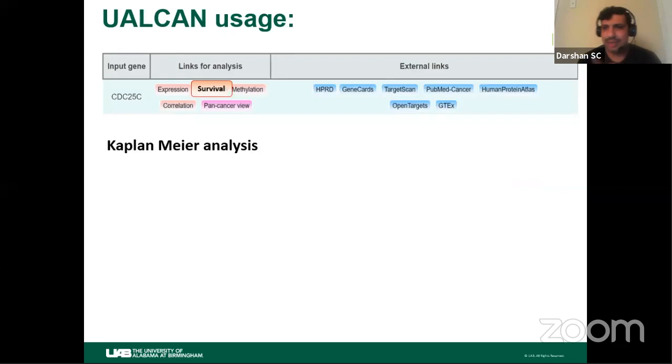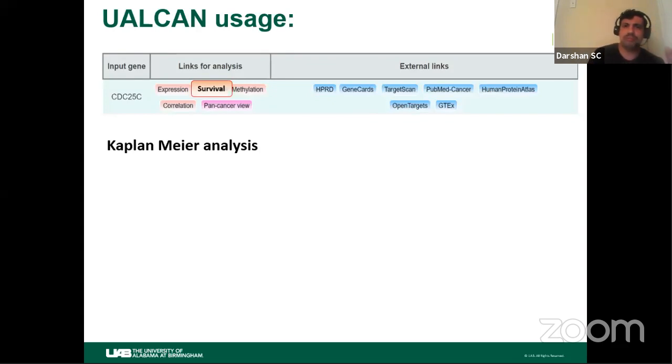So the next aspect is the survival analysis. I'm not sure that most of you are aware of this. In cancer research, the survival plot is one of the major contributors in identifying biomarkers. Gone are the days where people just looked at whether the gene is highly expressed or lowly expressed to decide if it's important or not. So in addition to expression, nowadays people do look at survival plots.